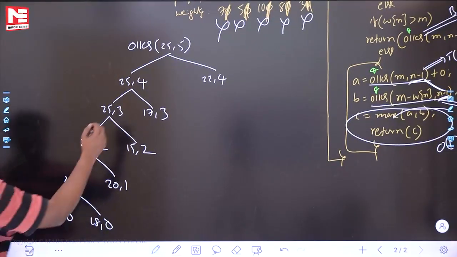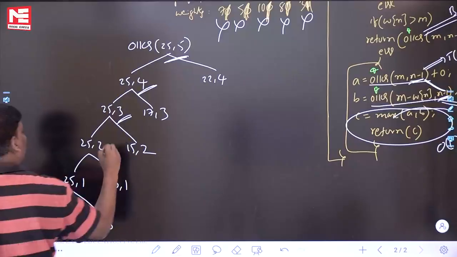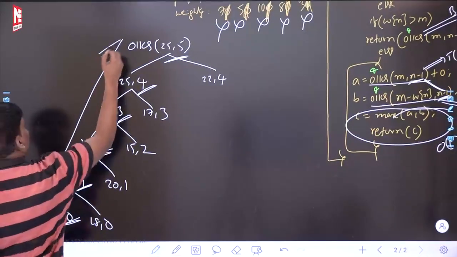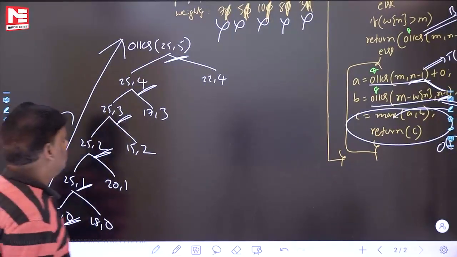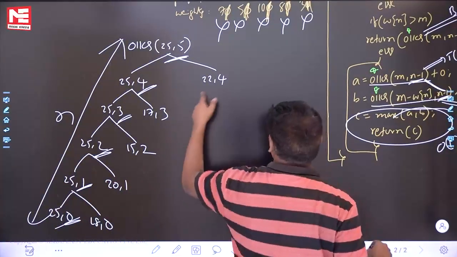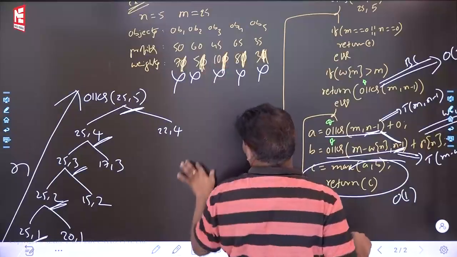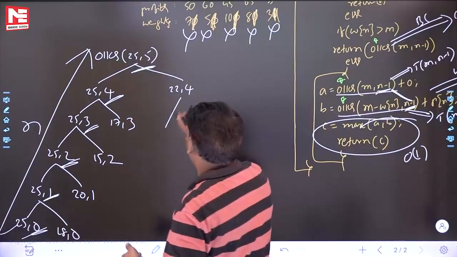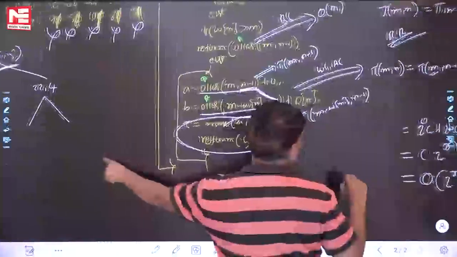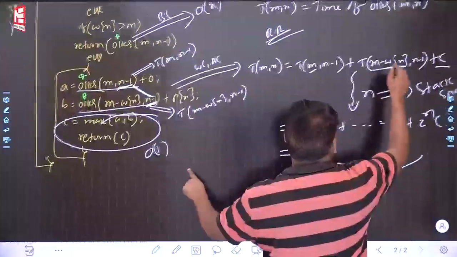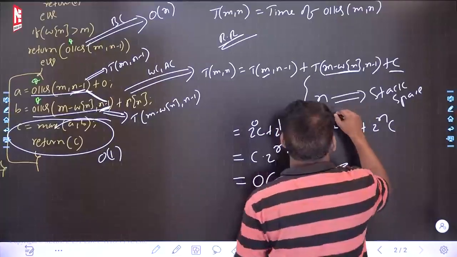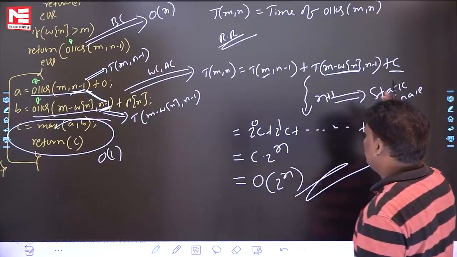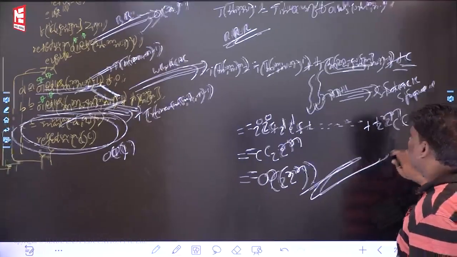If you want, you can check how many levels: 5, 4, 3, 2, 1, 0. Actually n plus 1, approximately n levels. Because I have done this many times, I know that for the 0/1 knapsack problem on n objects, it will take an n-level binary tree. If you solve this recurrence relation using the recursion tree method, you get n plus 1 levels. Stack space is n plus 1. If you add all of them, the time complexity becomes 2 power n.